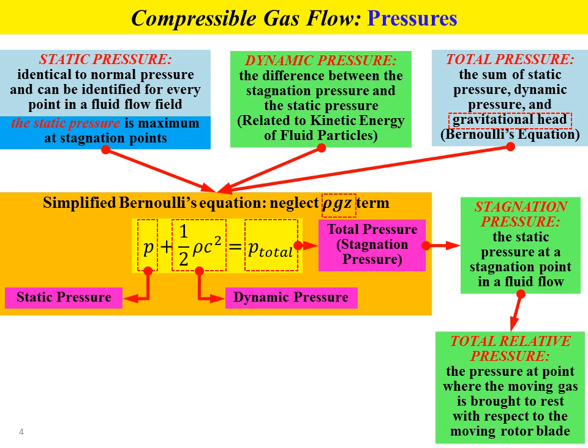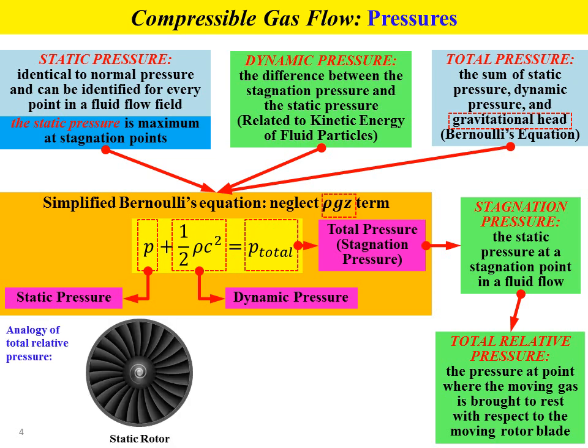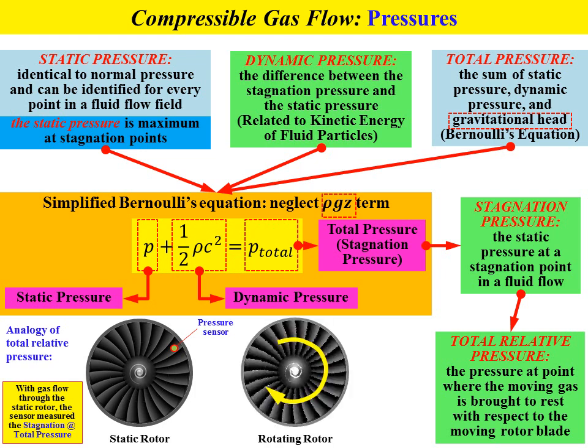Okay, so to understand the meaning of the total relative pressure, let's look at an analogy. Let's say we have a static rotor. The rotor doesn't move, but we have a gas flow through the static rotor. Let's say we put a specific sensor attached to the blade surface in order to measure the gas pressure. With gas flow through the static rotor, the sensor will measure the stagnation or the total pressure of the gas.